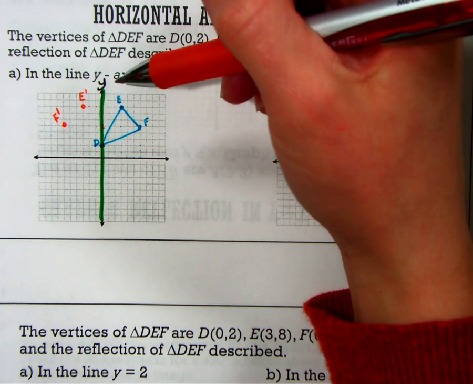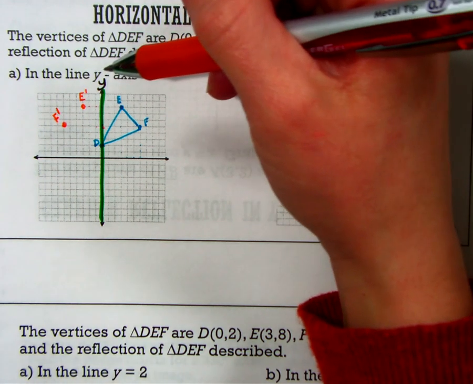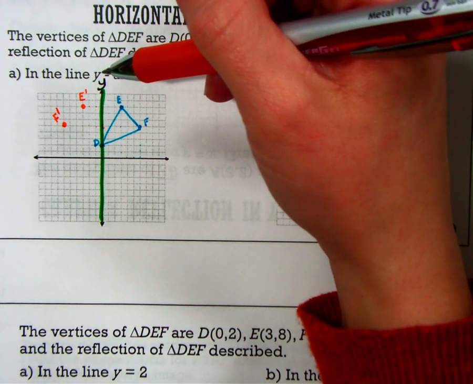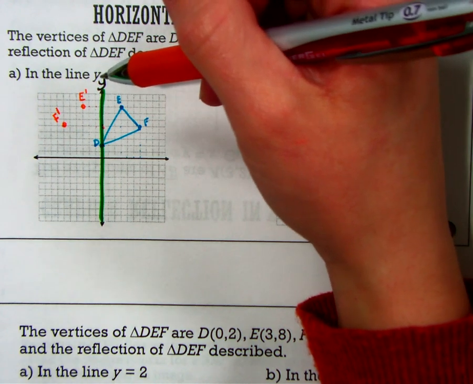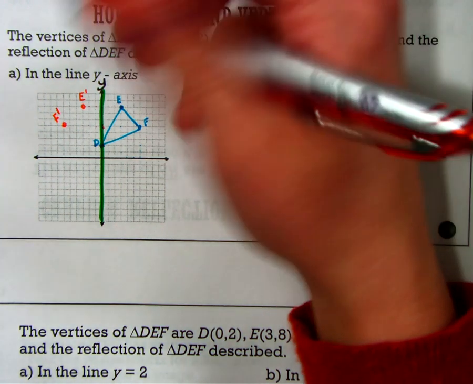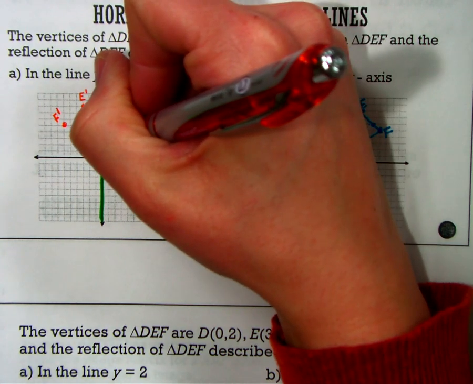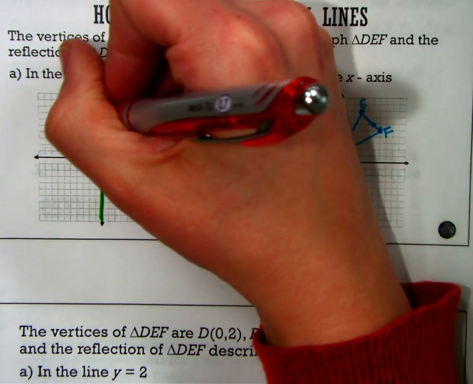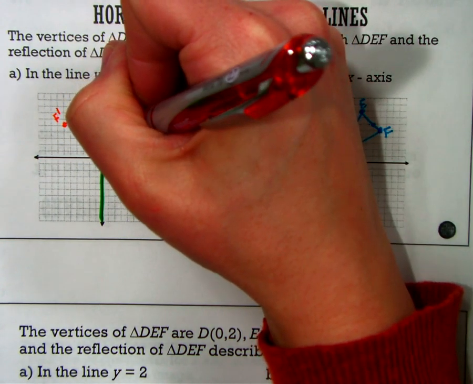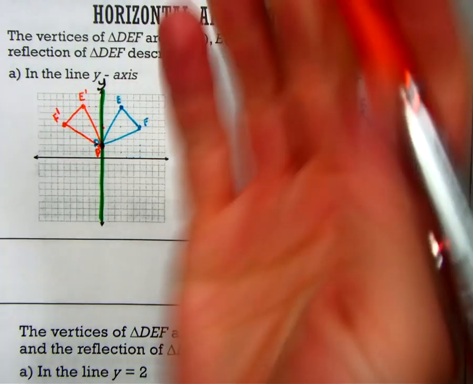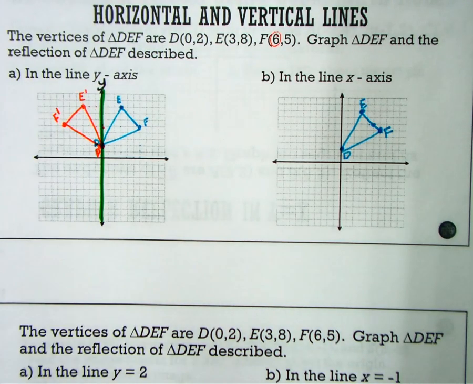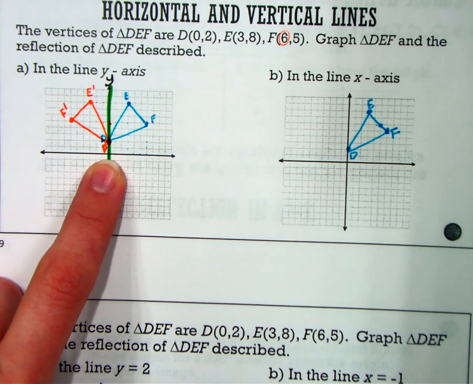And then what about D? If D is on the line of reflection, how far do you have to count? Not at all. You don't count. If you don't count, then you don't move it. So D is actually going to stay right here. This is also D prime. This is D and D prime. So go ahead and connect them. It should look like the same shape was flipped over that line. So that one should be flipped over the y-axis.